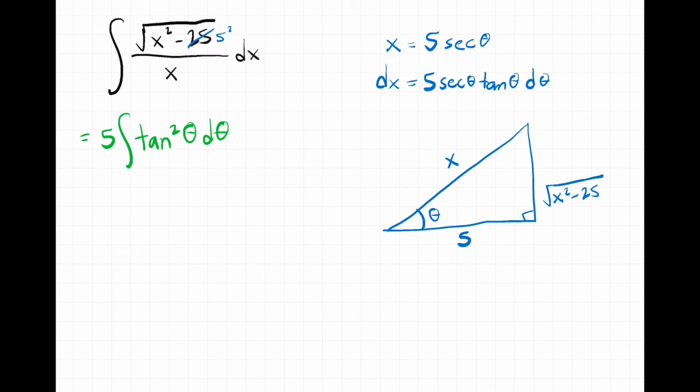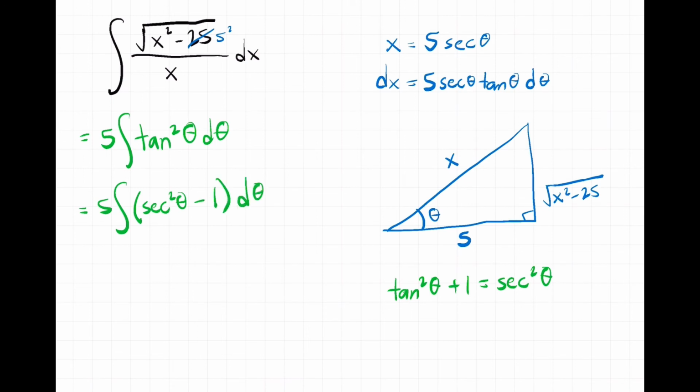And the hint here is we should actually keep using that same trigonometric identity, that tangent squared theta plus 1 equals secant squared theta, and rewrite our tangent squared theta as, well, here's 5 times the integral of secant squared theta minus 1 times d theta. Why is this useful? Well, we don't know what the antiderivative of tangent squared theta is. But we do know what the antiderivative of secant squared theta is, because that's just tangent theta.